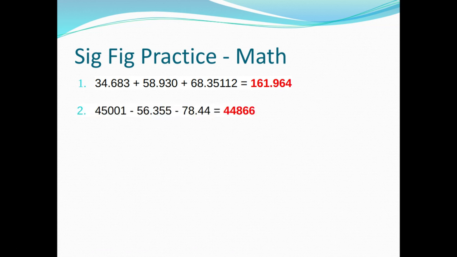Okay, so 45,001 minus 56.355 minus 78.44. My answer cannot contain decimal places because I have 0 decimals here, I have 3 decimals here, and I have 2 decimals here. That means that when I have my answer, I cannot have decimal places. So my answer has to be rounded to 0 decimal places.